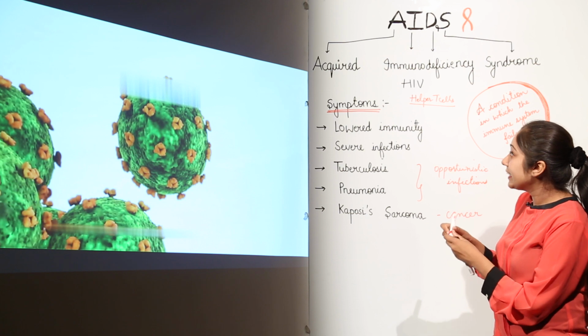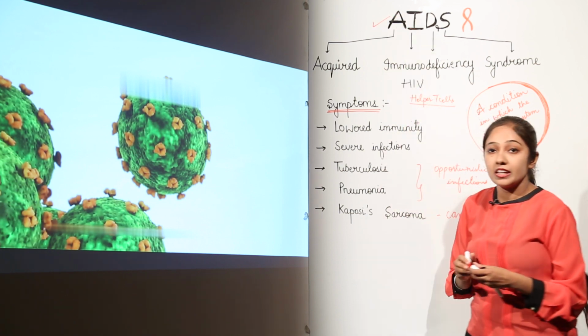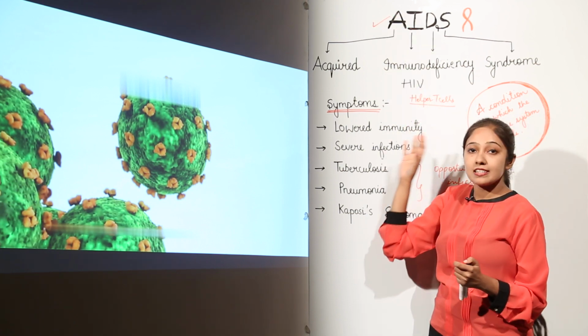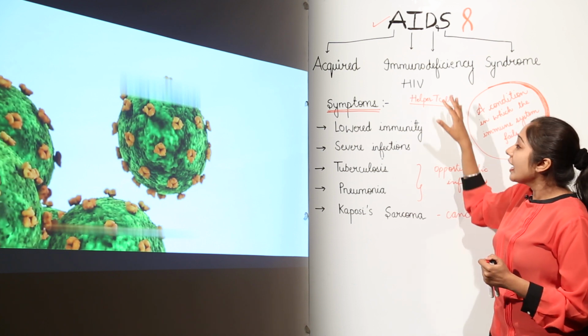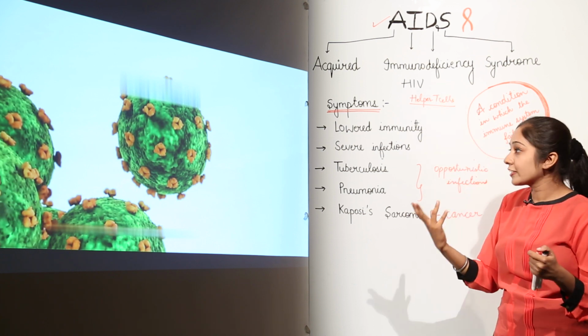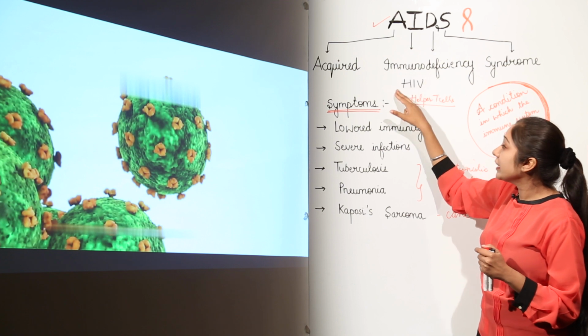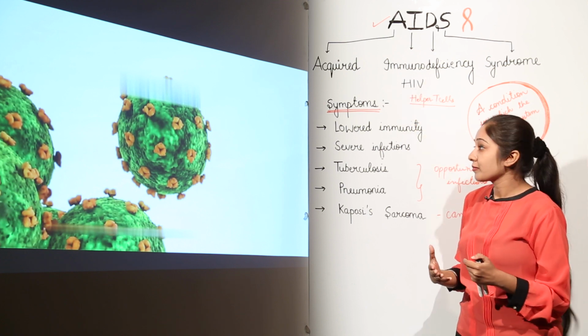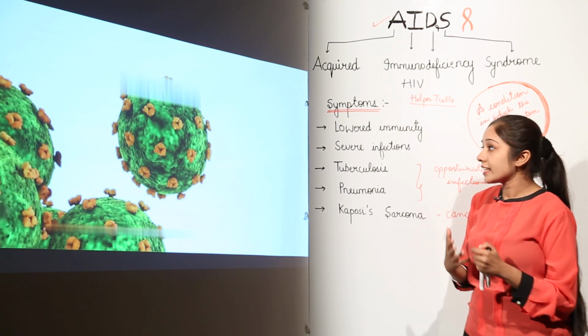Now let us see in detail what is actually going to happen when you are infected by this HIV virus. HIV is human immunodeficiency virus. What happens in case of the HIV virus?